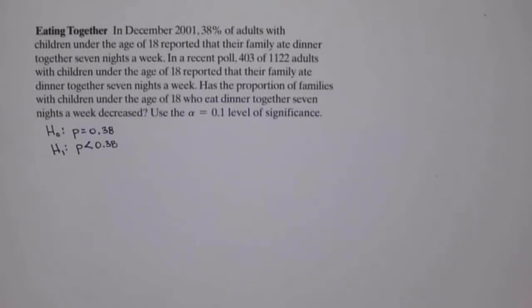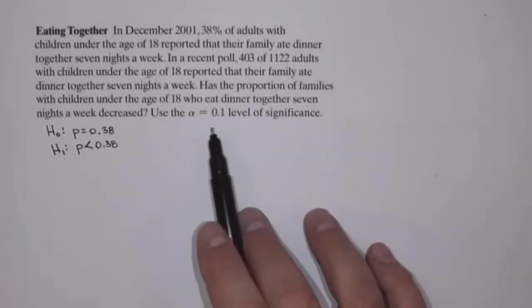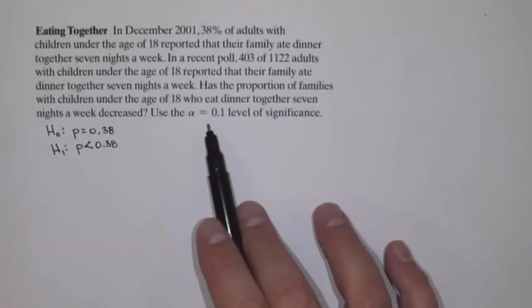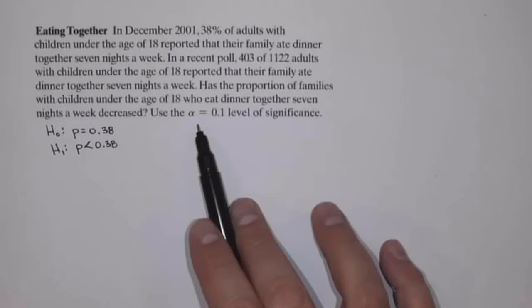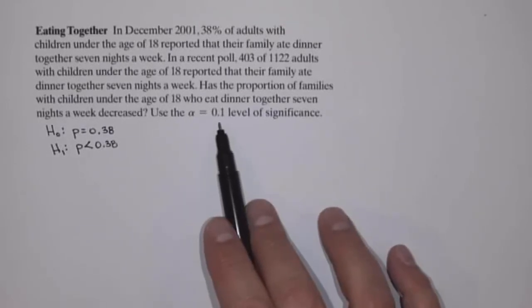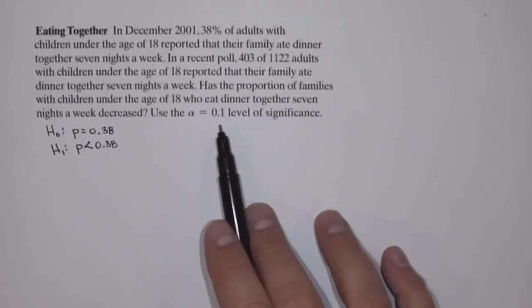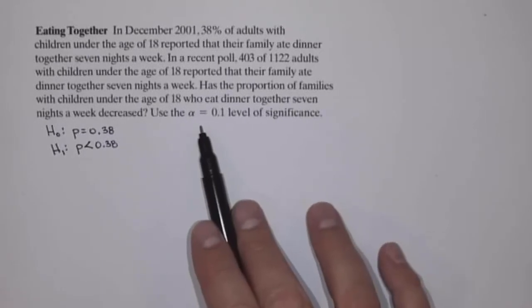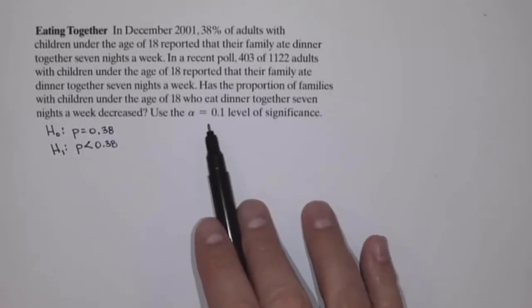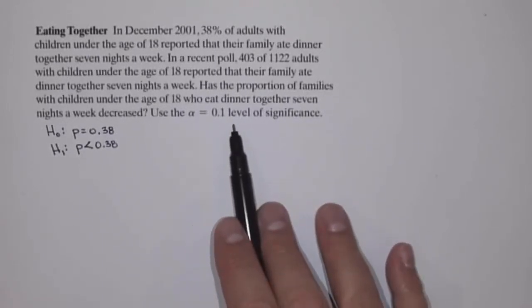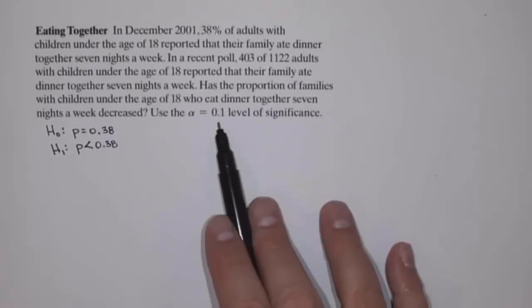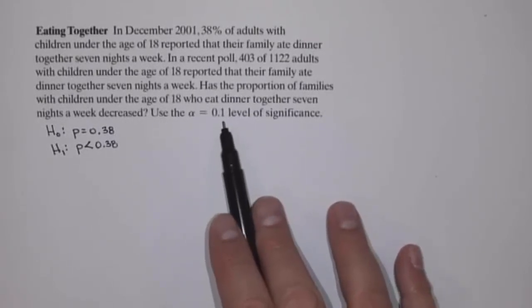Well, we choose a level of significance based on the seriousness of making a type 1 error. So how serious would the error be if we reject the null hypothesis when the null hypothesis is actually true? Well, if there would be really bad consequences of making a type 1 error, then we would want to use a much lower level of significance than 0.10. So we're risking it with a 10% probability.